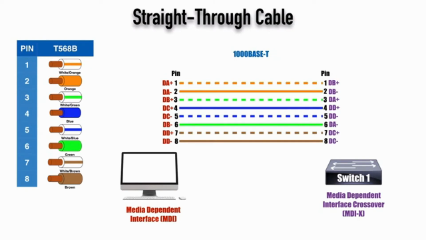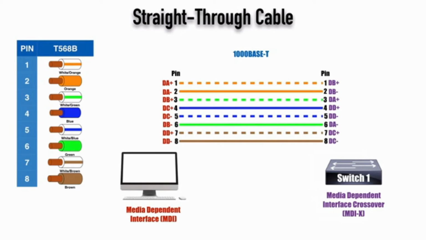And you can see that with a straight-through cable, if we're going from an MDI device like a PC to an MDIX device like a switch, the DAs map to the DBs. So DA+ goes to DB+. DA- goes to DB-. So A's and B's map to one another. C's and D's map to one another as well. And everything is great with the straight-through cable if we have one side of the cable connected to an MDI device and the other side connected to an MDIX device.